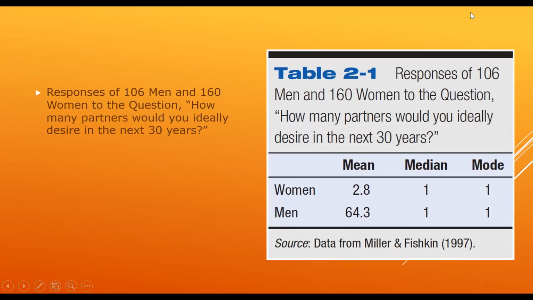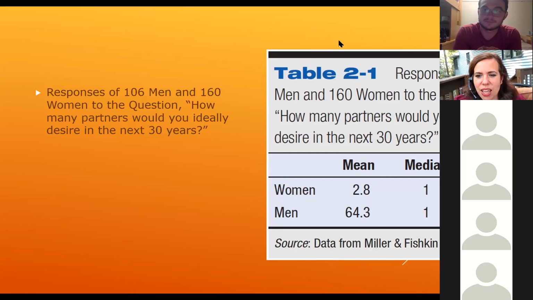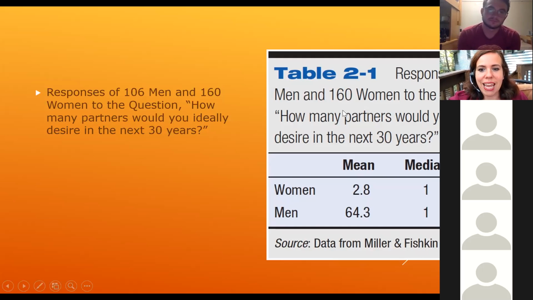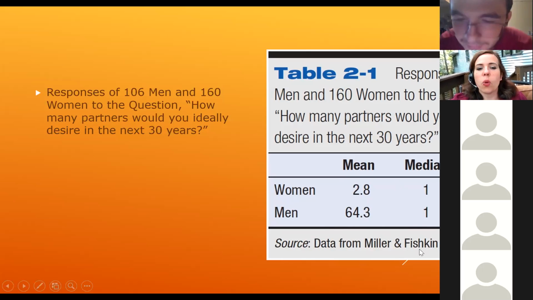Let's get right down to the weird. Your textbook has lots of fun examples. This is the responses from 106 men and 160 women to the question, how many partners would you ideally desire in the next 30 years? Here's what women reported, here's what men reported, and here's the median and mode. Looking at this, what are your thoughts?